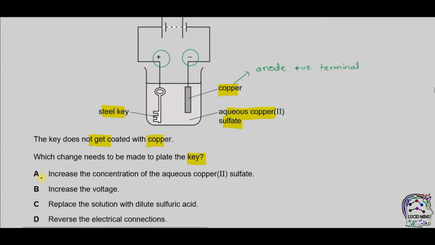Let's look at the options. We have A, which says increase the concentration of the aqueous copper(II) sulfate. This will not result in electroplating because the terminals are reversed. Part B is increase the voltage. It is also incorrect. Part C is replace the solution with dilute sulfuric acid. This is also incorrect because we need a solution of copper in order to electroplate copper. Part D, reverse the electrical connections. This one is true. The correct answer is therefore D.